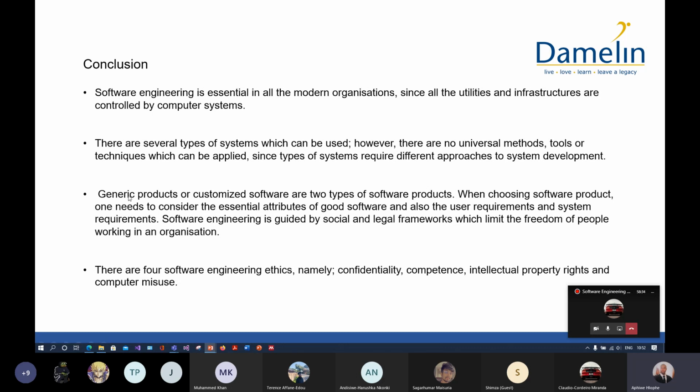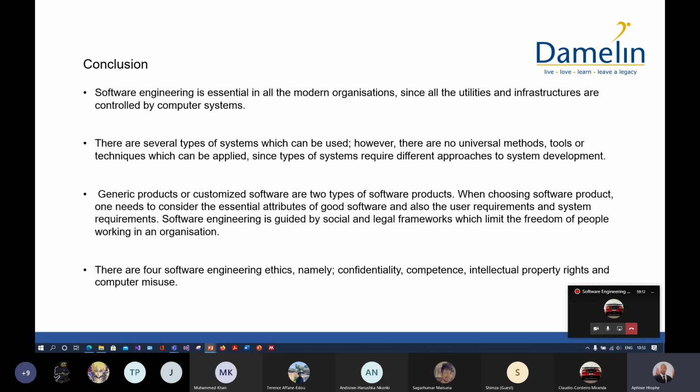And then generic products or customized software are two types of software products. When choosing software products, one needs to consider the essential attributes of good software and also the user requirements and the system's requirements. Software engineering is guided by social and legal frameworks which limit the freedom of people working in the organization. Yes, there are some sort of industry standard, the ISO organizations, which define these standards and regulate these standards. And so software engineers are expected to act according to social and within the legal frameworks as well.